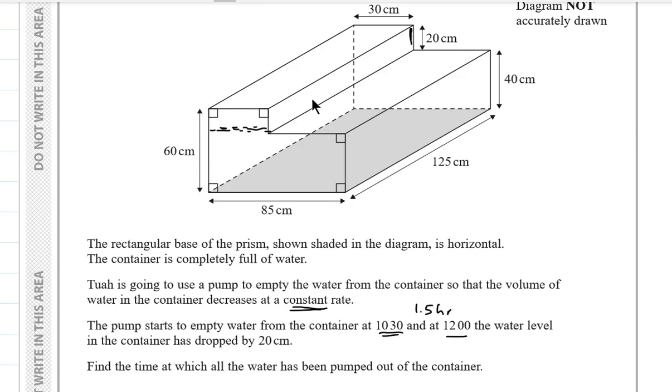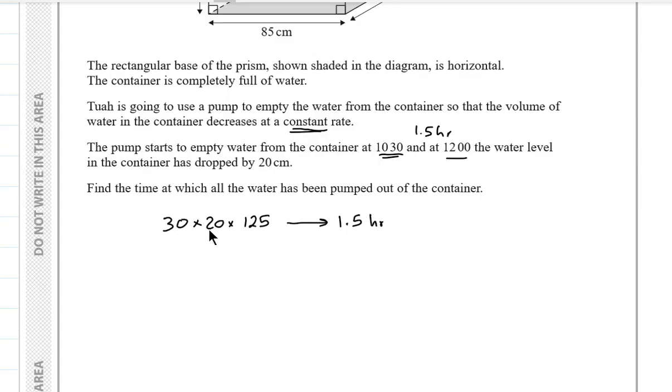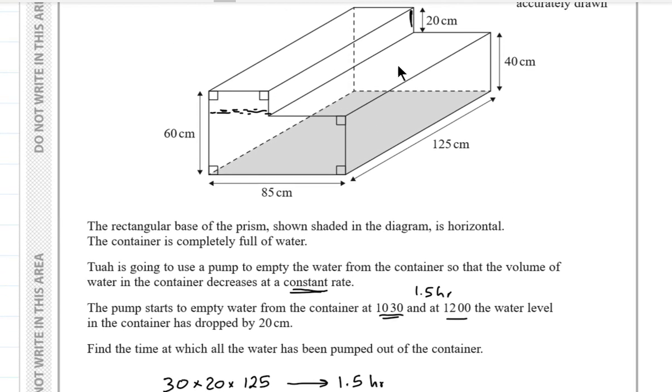So we can get this volume very easily by multiplying 30 times 20 times 125. All this volume will be dropped in 1.5 hour. The question now is, find the time at which all the water has been pumped out of the container. Very interesting question. I can write now 30 times 20 times 125 needs 1.5 hours to be dropped out from the container.